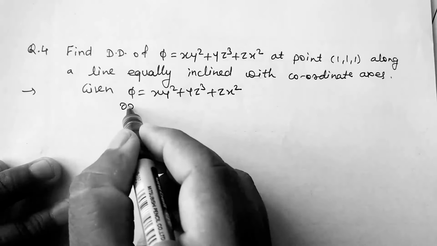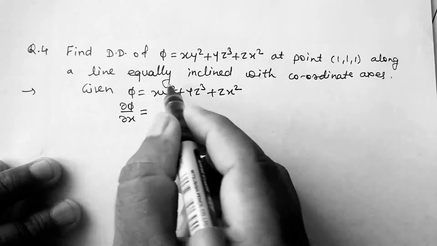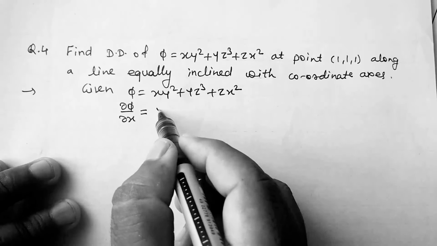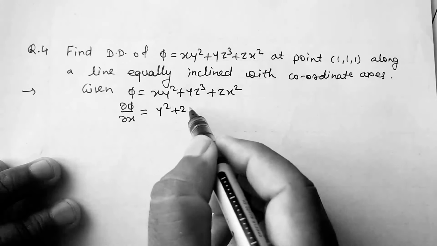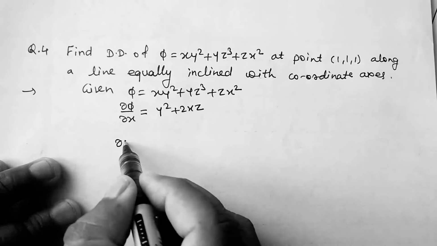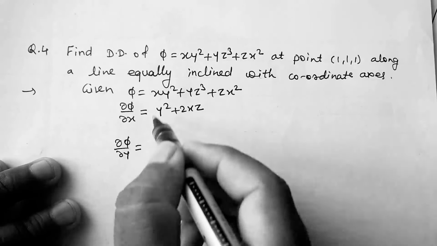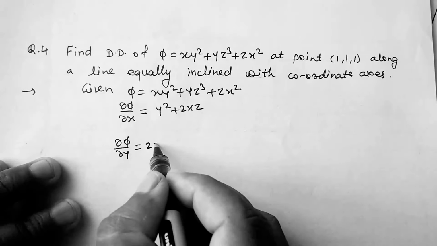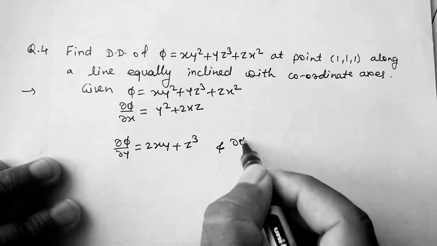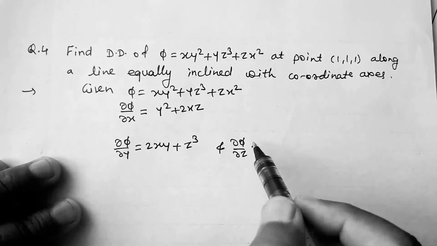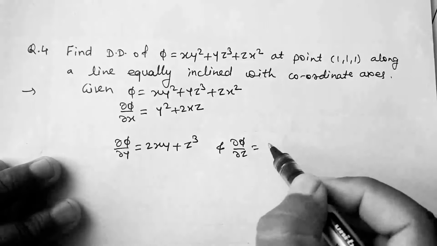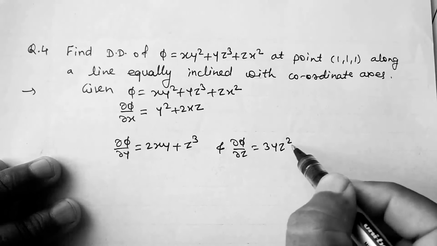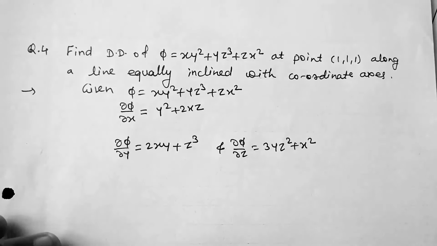Now first to calculate derivative of phi by derivative by x. Derivative of phi with respect to x, it is y square plus 2xz. Derivative of phi by derivative by y. Derivative of phi with respect to y, it is 2xy plus z cube. And derivative of phi by derivative by z. Derivative of phi with respect to z, it is 3yz square plus x square.